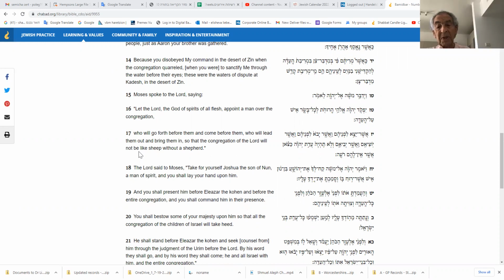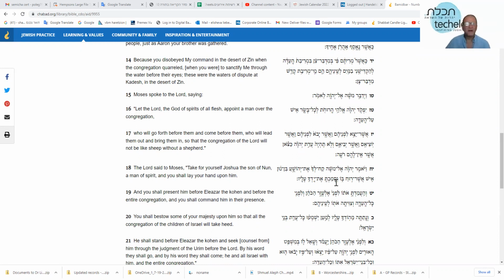Hashem said to Moses, "Take to yourself Joshua, son of Nun, a man in whom there is spirit, and lean your hand upon him." Stop there. Vayomer Hashem el Moshe, Kach lecha et Yoshua bin Nun, take for yourself Yoshua bin Nun, ish asher ruach bo, a man who's got spirit in him, v'samachta et yadacha alav. V'samachta. Can you see that word there? That's semicha. And you shall lean your hand, yadacha in the singular, alav, upon him.